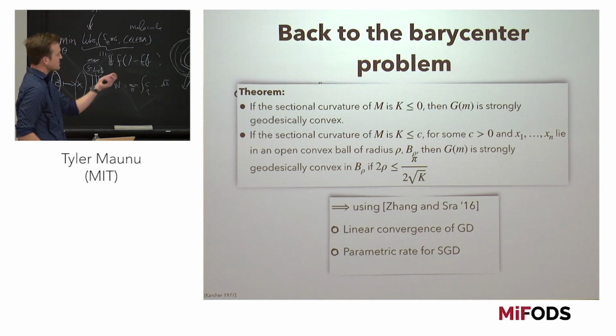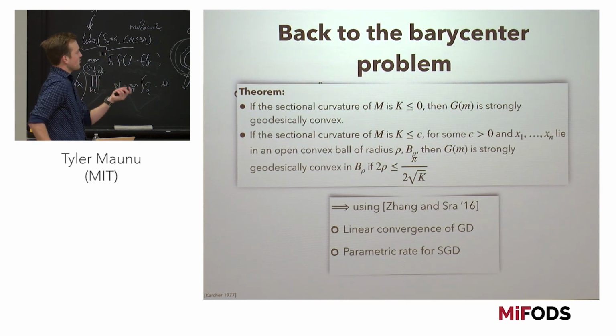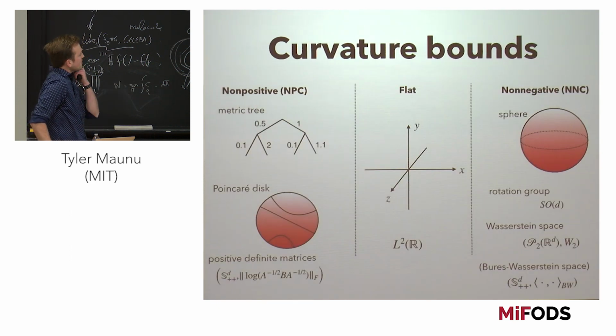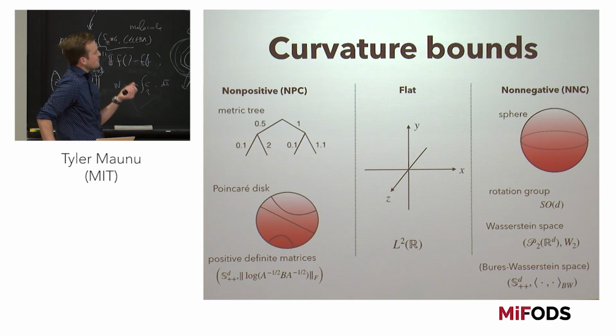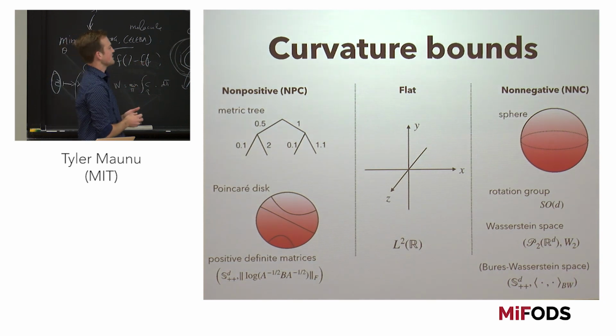OK, but if I just go back to using these results from geodesically convex optimization, at least if it's strongly geodesically convex, I could get linear convergence of gradient descent and a parametric rate for stochastic gradient descent just by using these results for first order methods on manifolds. Now, if I wanted to think about what sort of bound I'm actually getting here, what restrictions am I making on the support of my distribution to satisfy this curvature bound, I need to think about what the curvature bound of Wasserstein space is.